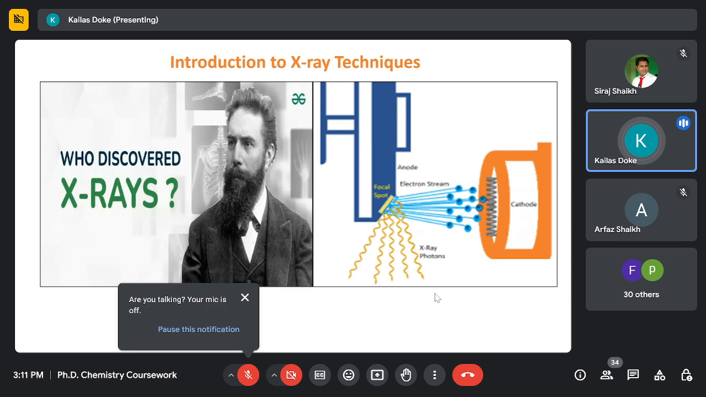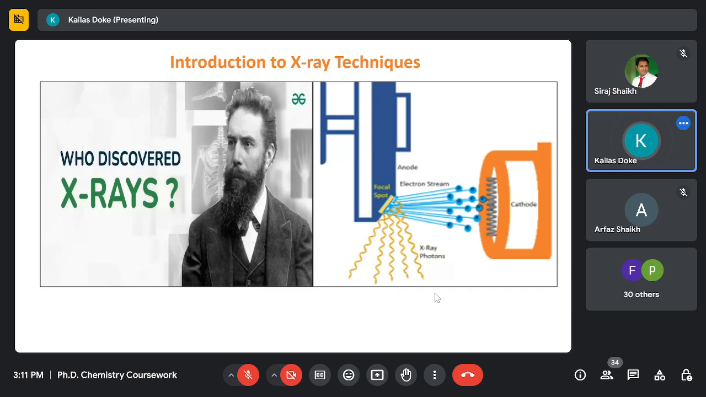The backbone of this X-ray technique is this person who discovered X-ray. Can anyone tell me who was the discoverer of X-ray? Röntgen. W.C. Röntgen. Yeah, good. So Röntgen discovered X radiation in 1895, and after the discovery and his application, he got the first ever Nobel Prize in physics, that is in 1901.